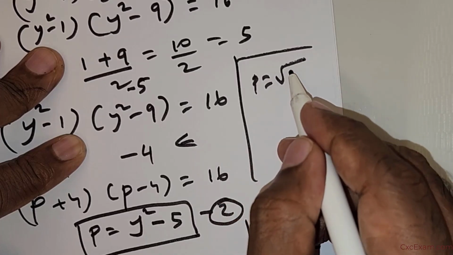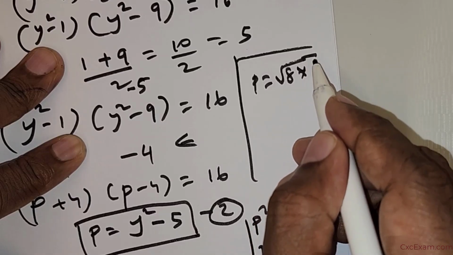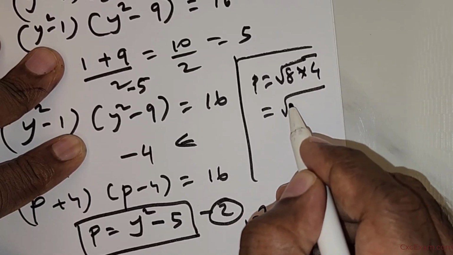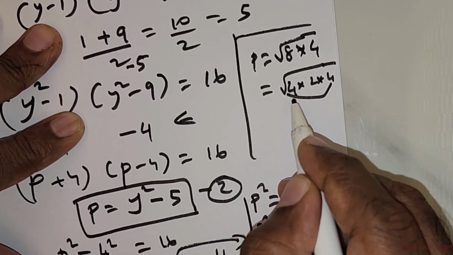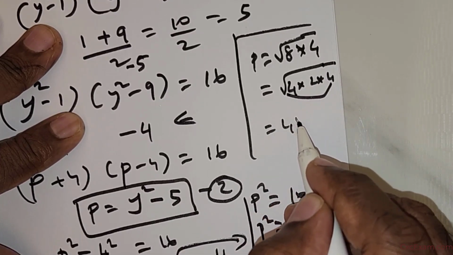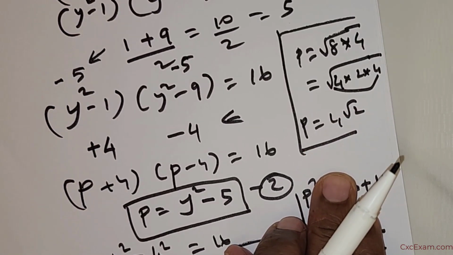Now root of 32 is rewritten as 8 times 4 is 32. Now 8 is 4 times 2, and you already have a 4 here. So square root of 4 squared will give you 4, and you have a root of 2 there. So this is the value of p. p is equal to 4 times root of 2.